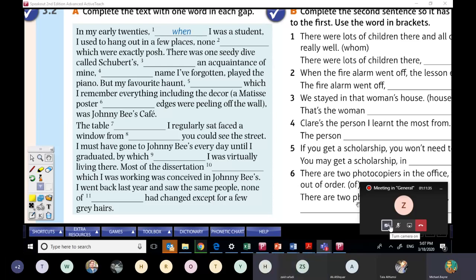That's the woman whom we stayed at her house in her house.